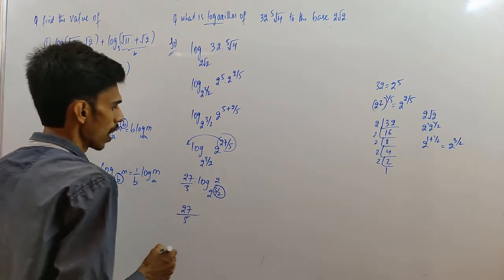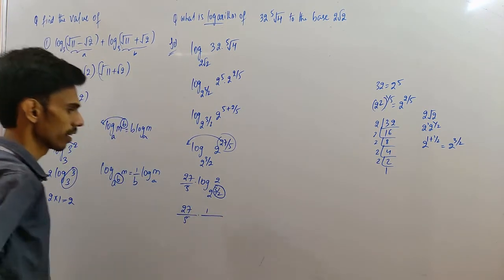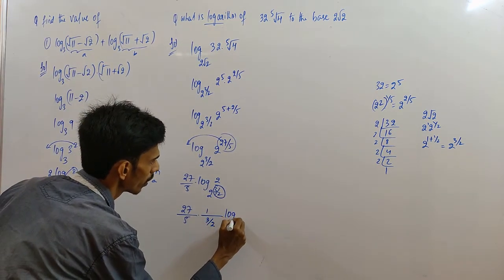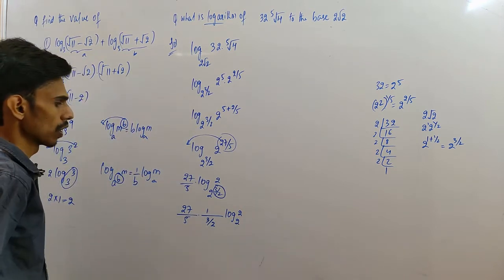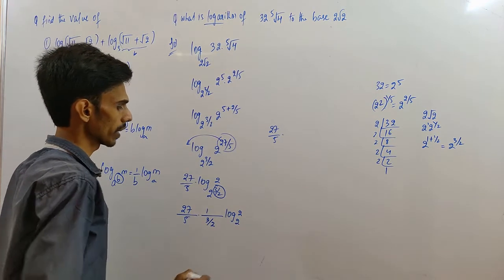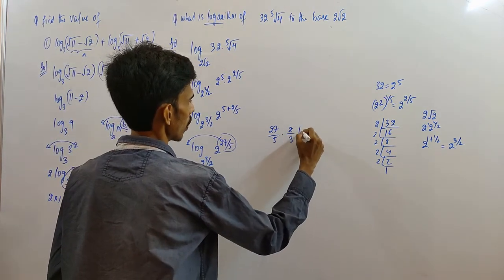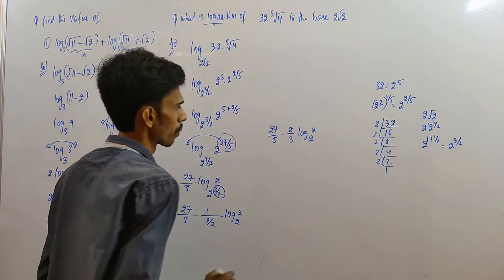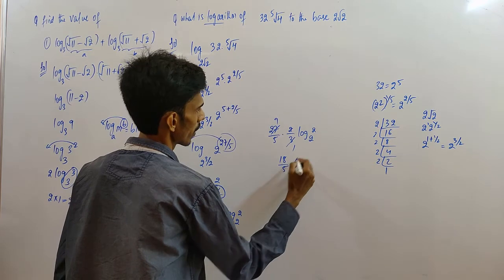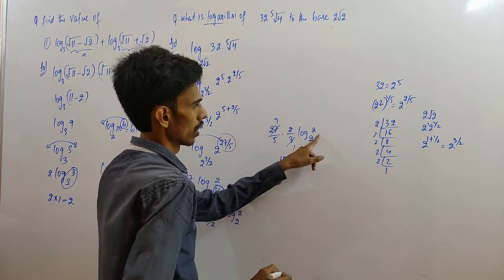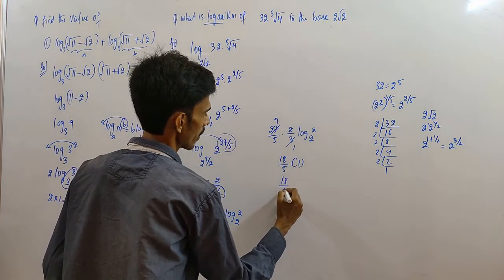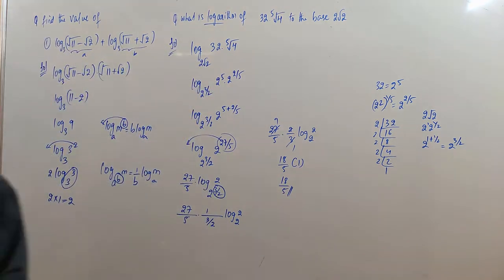3 by 2 will come out of the log. It will become 1 divided by b, and 1 by b value is 3 by 2. So 3 by 2 into log 2 base 2. So this will become 27 by 5 into 2 by 3, so 2 by 3 log 2 base 2. 3 ones are 3, 3 nines are 27, so 9 2s are 18. 18 divided by 5. Whenever these two are same, the logarithm value is 1. So it will become 1. So we have 18 by 5 as the answer for this question.